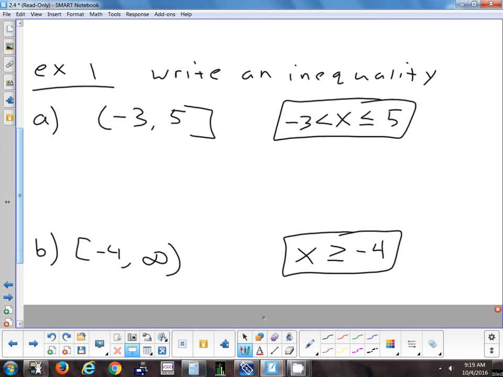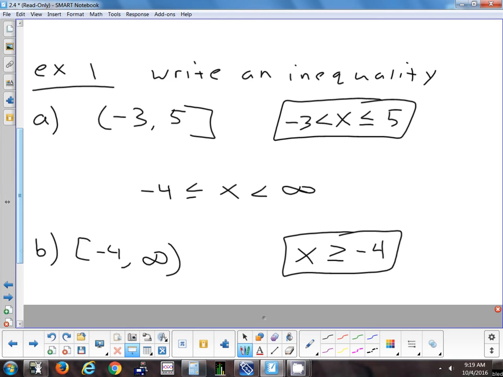Whenever you have an unbounded interval, you don't need to write it as a conjunction. Some people say, well, could I do this? -4, infinity, x in the middle. Technically, you could, but all you really need to say is it's greater than or equal to -4. You don't have to say it's less than infinity. Everything's less than infinity.